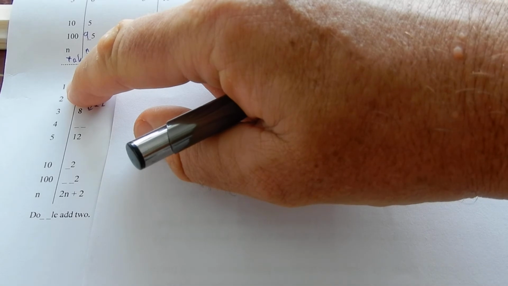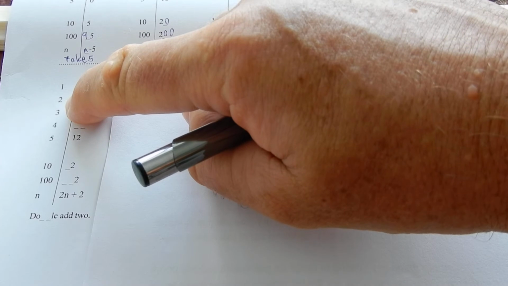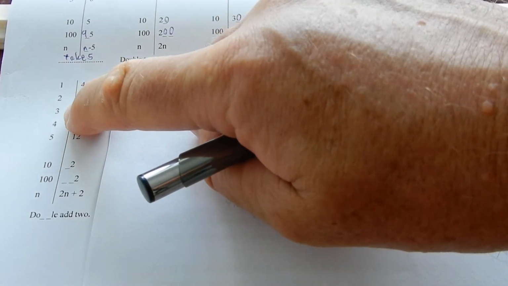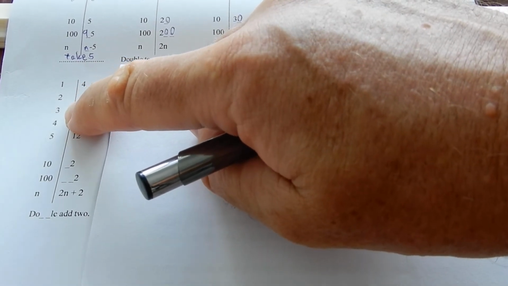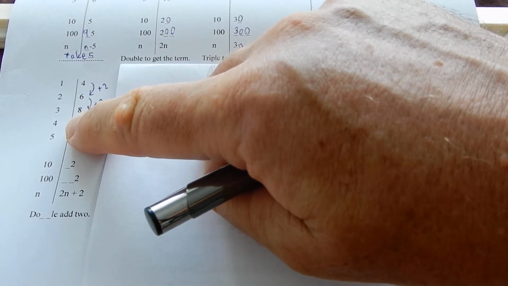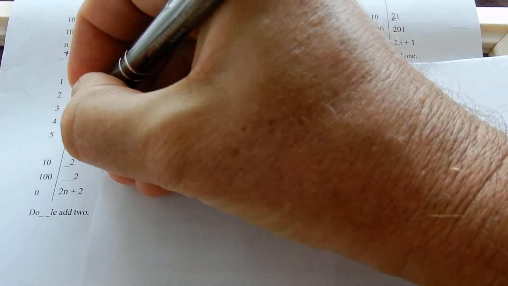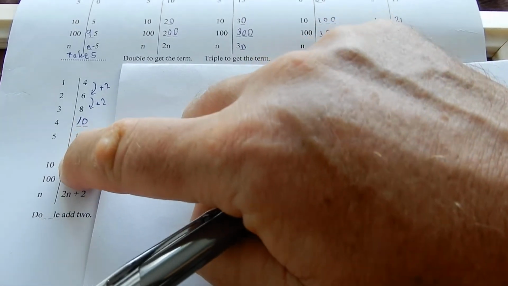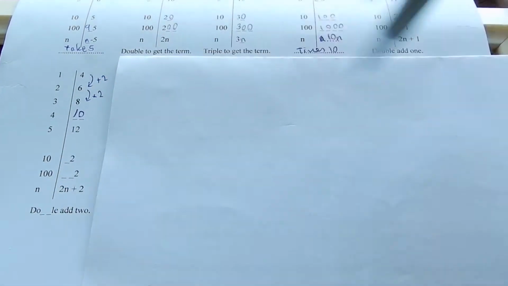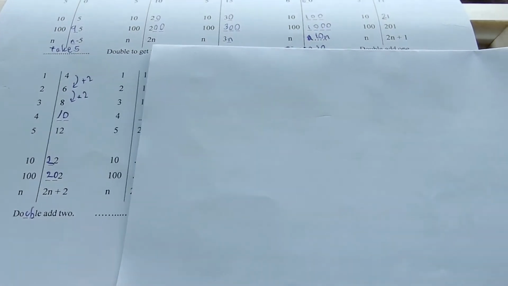1 times by 2 is 2 plus 2 is 4. 2 times by 2 is 4 plus 2 is 6. 3 times by 2 is 6 plus 2 is 8. 4 times by 2 is 8 plus 2 is 10. 5 becomes 12. 10 times by 2 is 20 plus 2 is 22. 100 times by 2 is 200 plus 2 is 202. Double. Add 2.